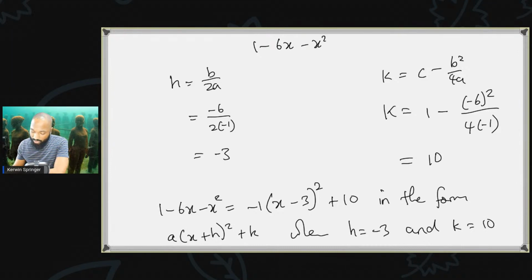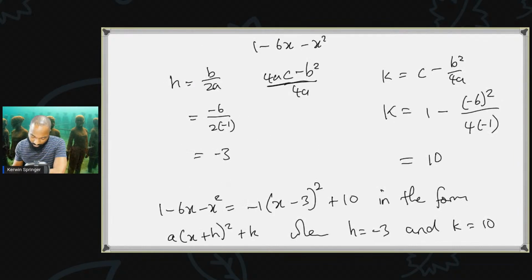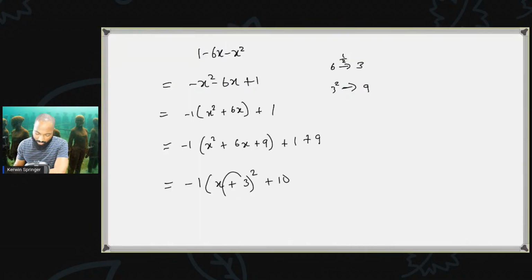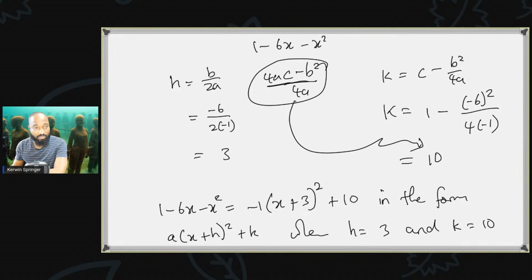You could also do k the other way, with c minus b squared on 4a. It should be 4ac minus b squared over 4a. You just substitute and you'll get the same answer. Was it +3? Yeah, it's +3. Thank you very much. This was negative and this was negative, so it's +3. H is equal to +3. The first time I do it, I get +3 here. All right, so you're supposed to get the same 10 with this.